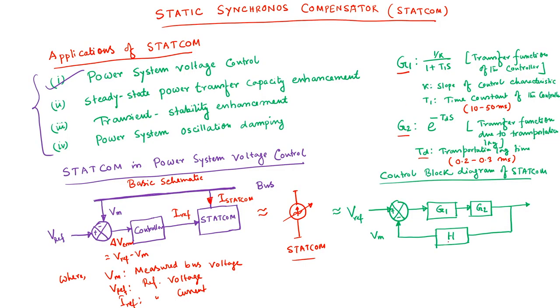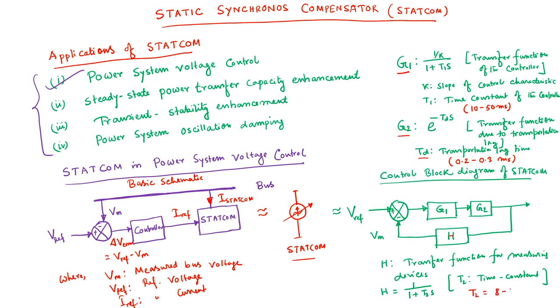So we have another transfer function, capital H. Capital H represents the transfer function for the measuring device. It is typically represented as H equal to 1 upon 1 plus T2 s, where T2 is the measuring circuit time constant, and the typical value of T2 is 8 to 16 millisecond. So, this is all about the control block diagram of the STATCOM.